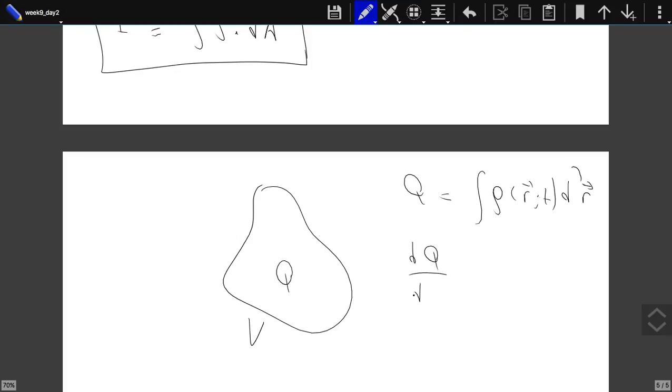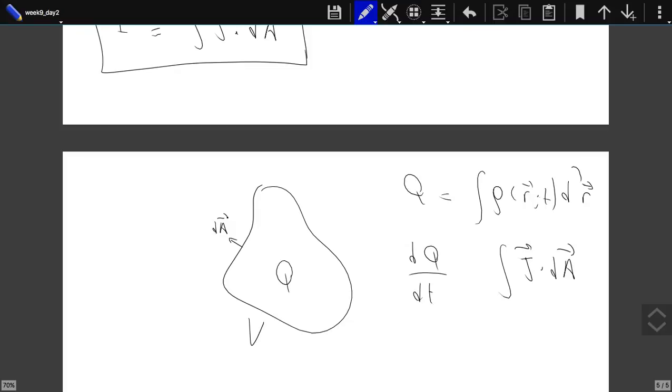Well, if charge is conserved and the charge in this volume is changing in time, it is because of a current running through the boundary of this volume. The total current passing through our surface would be just J dot dA. Let's say this is our dA. Remember, J is the charge per unit time per unit area, so if I multiply by area, it is the charge passing through our area per unit time.